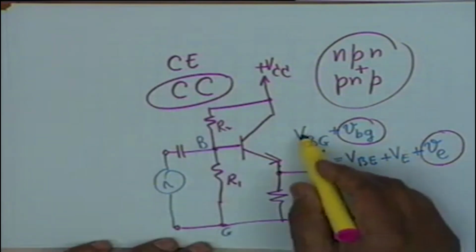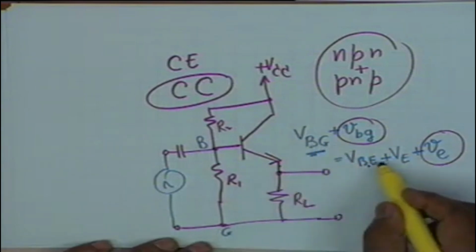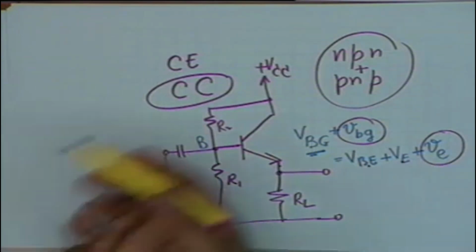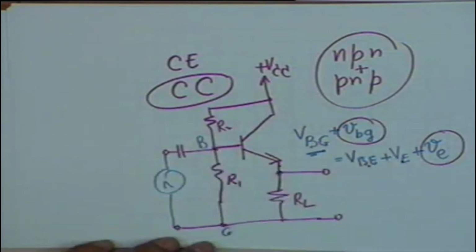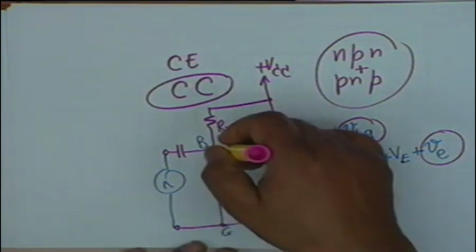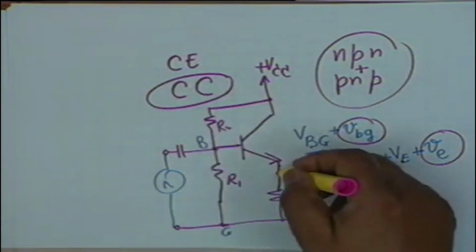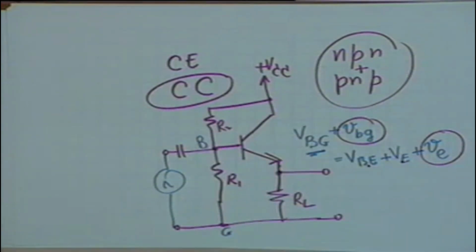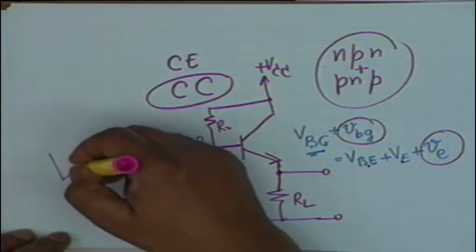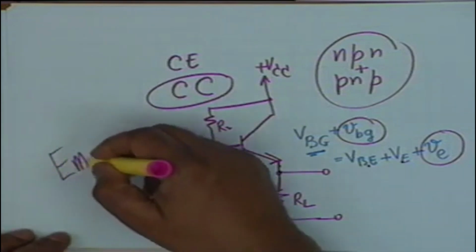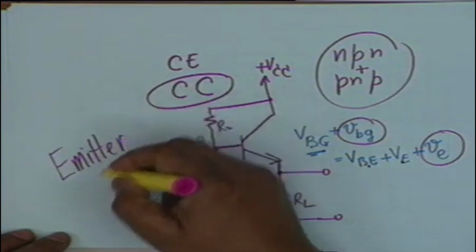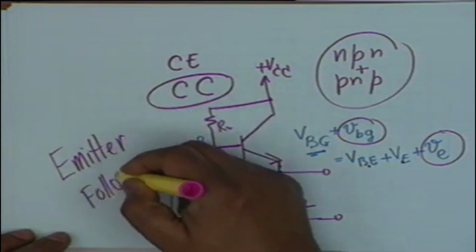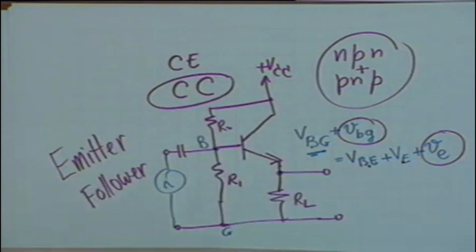As far as DC is considered, VBG is equal to VBE plus VE. Alright. In absence of a signal, this is what will happen. In the presence of a signal, whatever you apply between B and G shall now appear across RL. And therefore, this circuit is also given the name emitter follower, which means that the emitter voltage follows the base voltage.